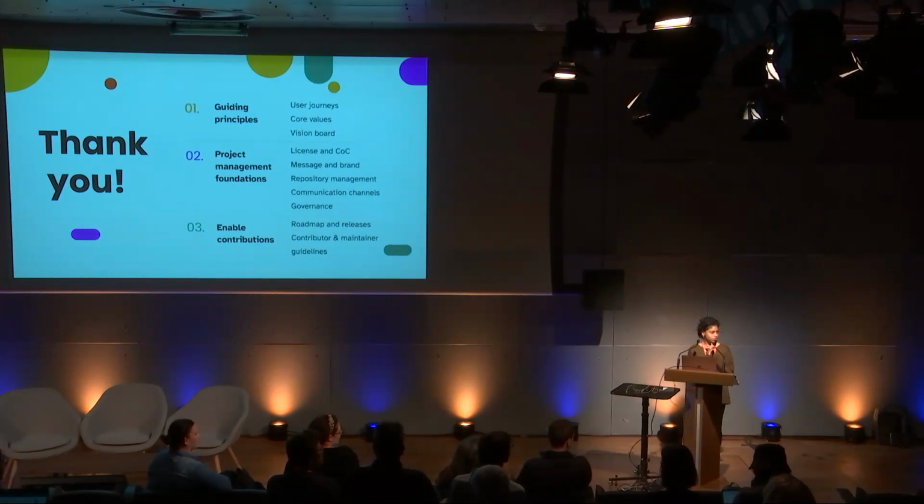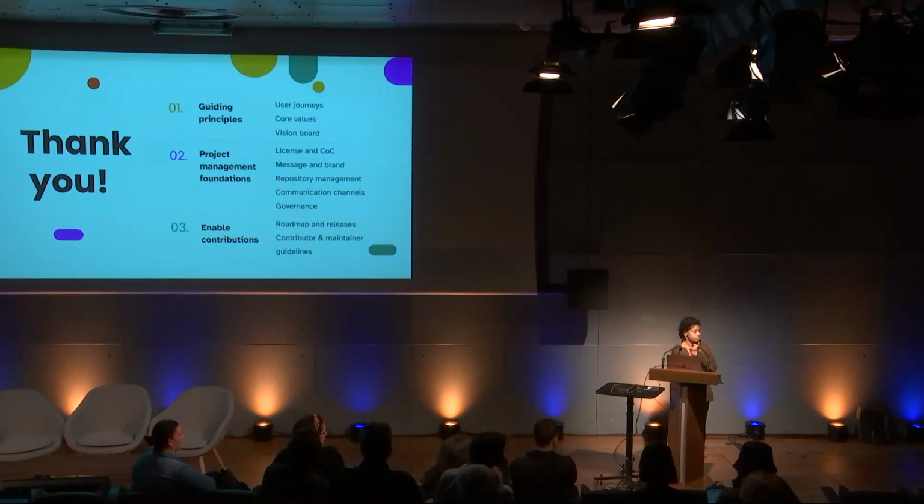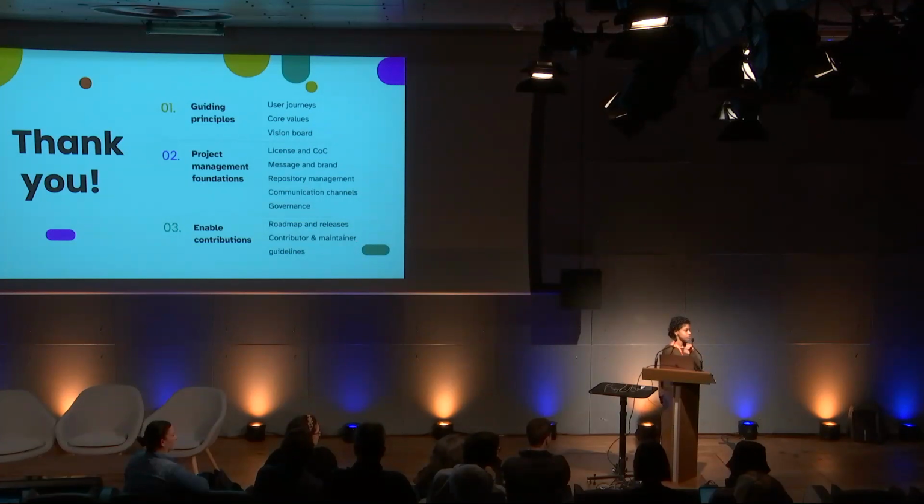Okay, in this case, I have one. When you have a company project that becomes open source, how do you make sure that the roadmap that's written is also contributed to by people outside of the company?